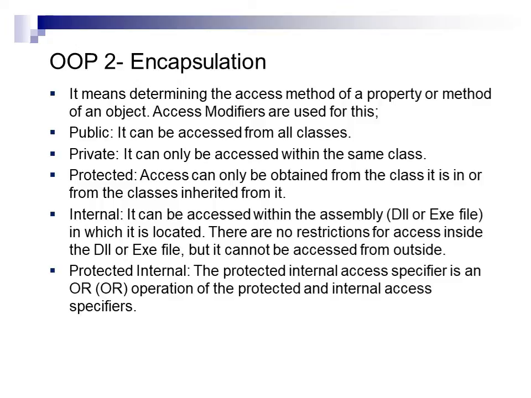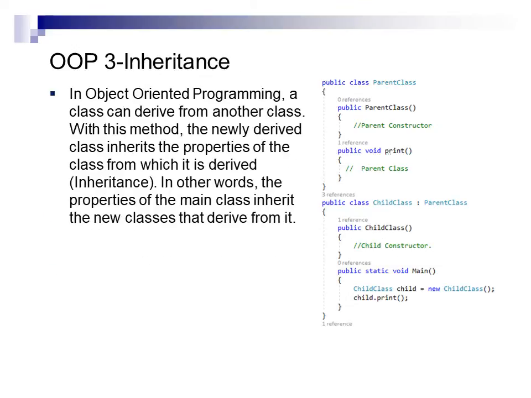Access modifiers. We have 5 access modifiers in OOP. These are public, private, protected, internal, and protected internal. Inheritance. In object-oriented programming, a class can derive from another class. With this method, the newly derived class inherits the properties of the class from which it is derived.